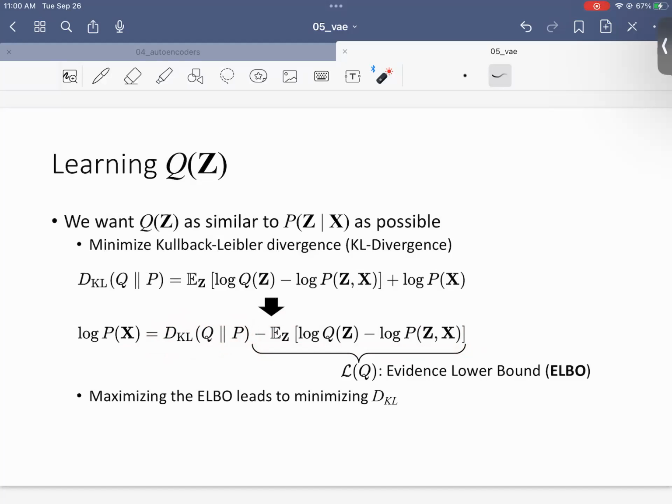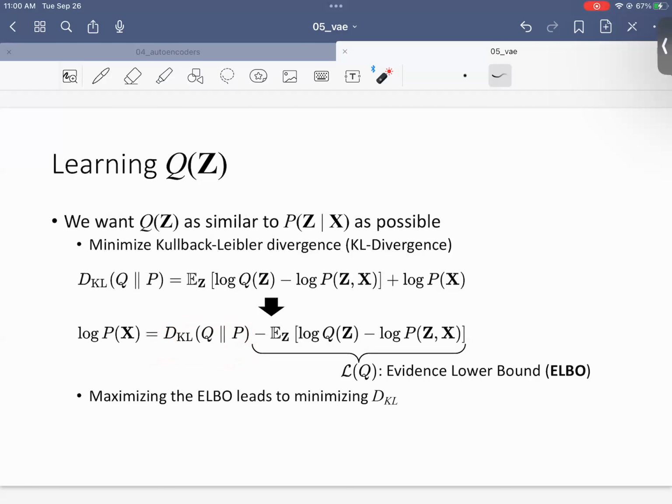But instead of doing that, what we're saying here is that maximizing the ELBO leads to minimizing DKL. So we don't directly minimize DKL. Instead, we maximize the ELBO, because that will lead to minimizing DKL. So we maximize this guy. The ELBO term includes the sign, so please don't forget that. When you maximize this, we will automatically be minimizing this. So why is that? Question: why does maximizing the ELBO lead to minimizing DKL?